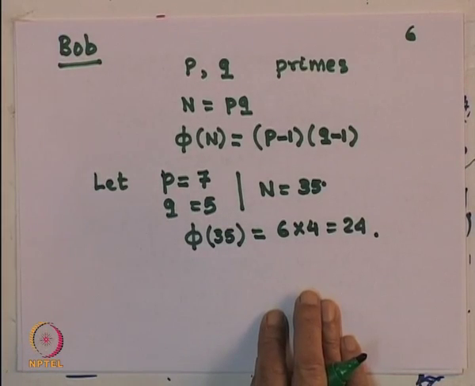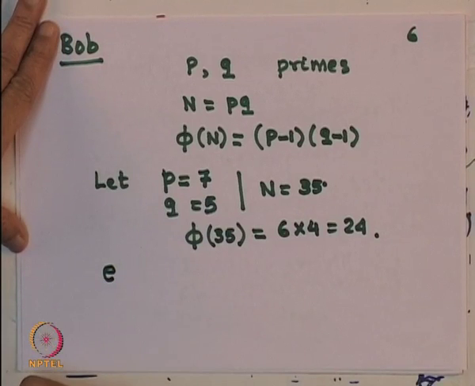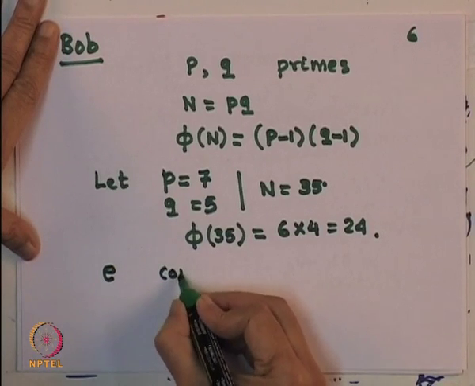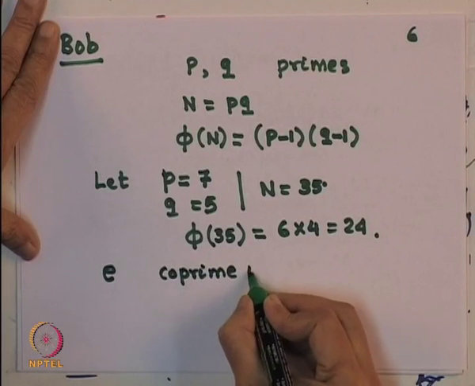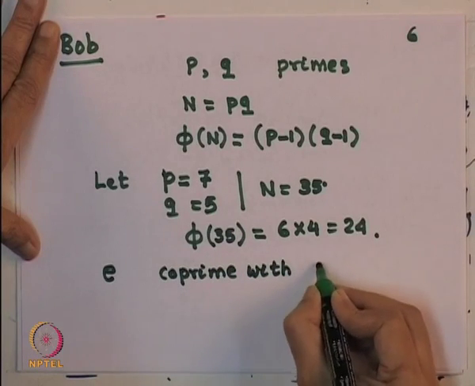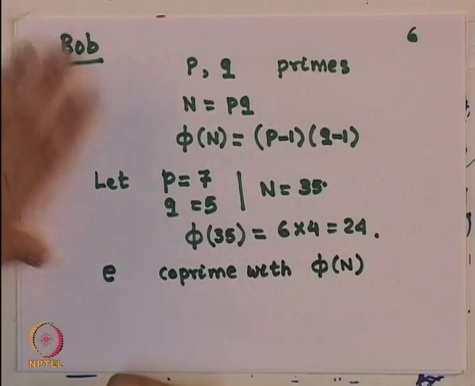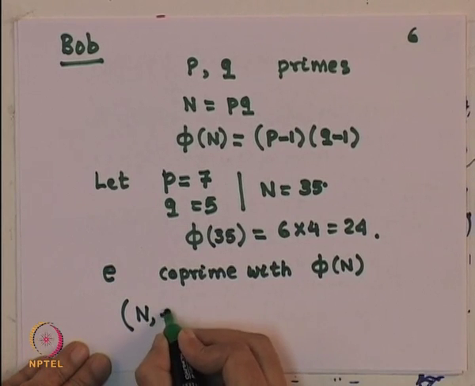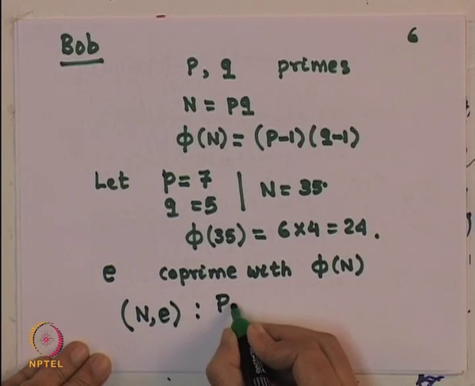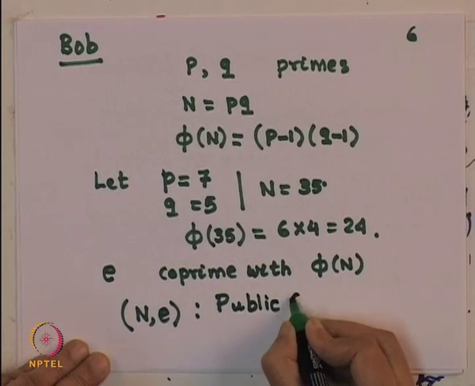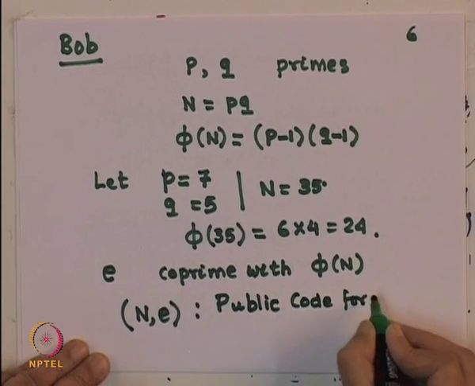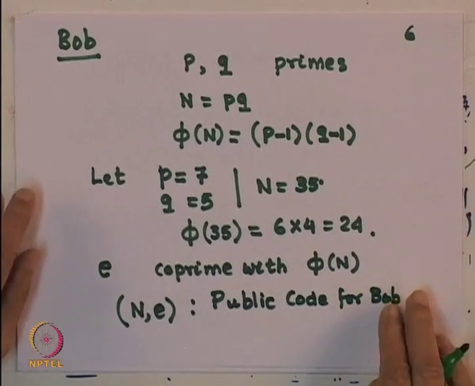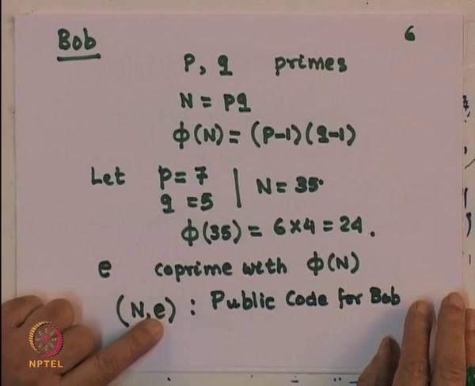Bob chooses a number E, which is co-prime with this phi of 35, phi of N. The set N and E, they are called the public code for Bob. What it means is, anyone has access to these 2 numbers, which are probably published in a directory under Bob's entry.